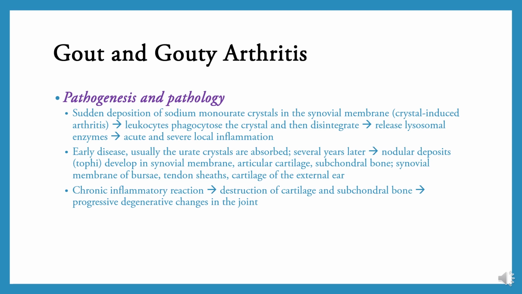In early disease, usually the urate crystals are absorbed. Several years later, nodular deposits or tophi develop in the synovial membrane, articular cartilage, subchondral bone, synovial membrane of bursae, tendon sheath, and cartilage of the external ear. Chronic inflammatory reaction results in destruction of cartilage and subchondral bone, and progressive degenerative changes of the joint.